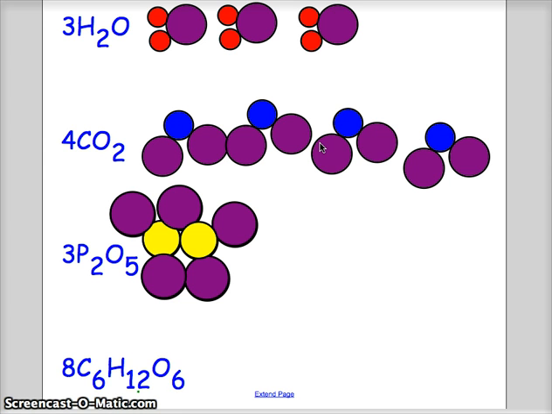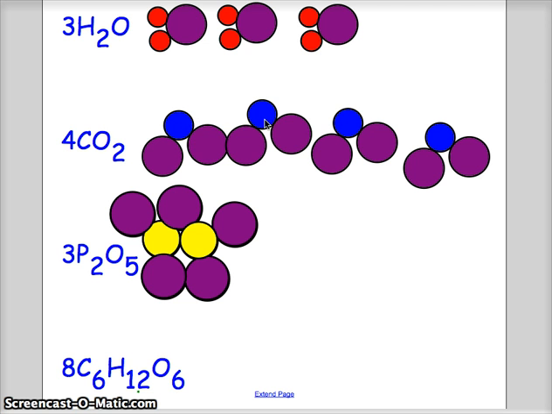So we can count right here. You won't always get the pictures, as I said before, but if you were to look at just this right here, 4 times the understood 1 that's next to the C, since there isn't a subscript, we understand it to be 1. 4 times that 1 means 4, and 4 times 2 means 8. Add those together and you get 12.